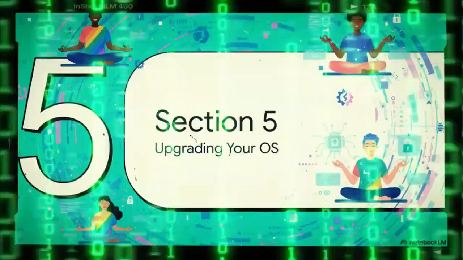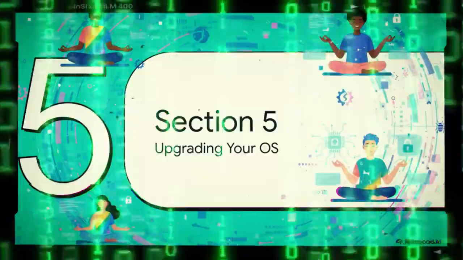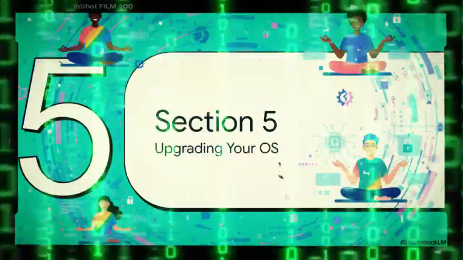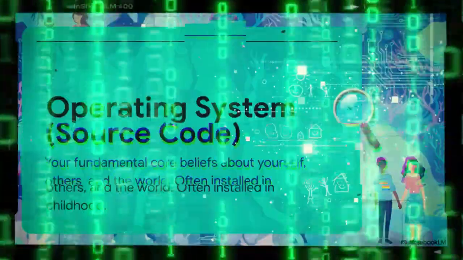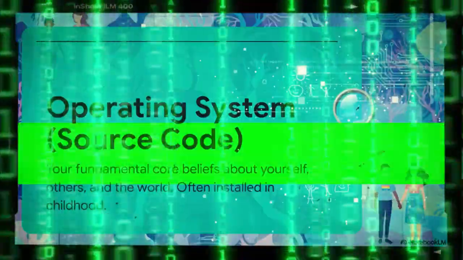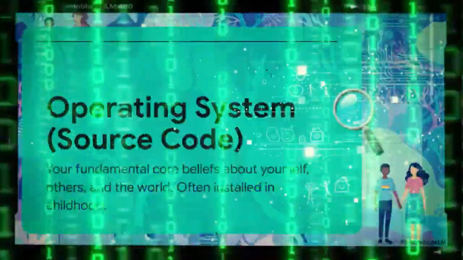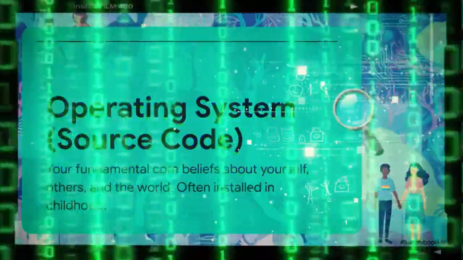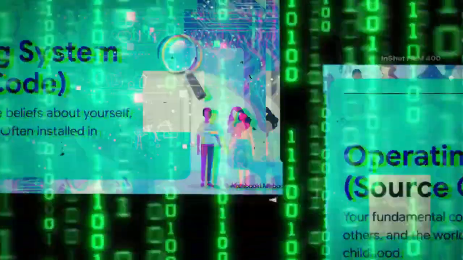All right, and that brings us to our final section, Section 5. This is where we get to the deepest level of your system. Because when you see the same bugs and glitches popping up over and over, it usually points to a much more fundamental issue. We're talking about your operating system. Yeah, the source code itself. These are your fundamental core beliefs about yourself, about other people, and about the world. And they act like a filter for all incoming data. And guess what? They often get installed way back when you're a kid.